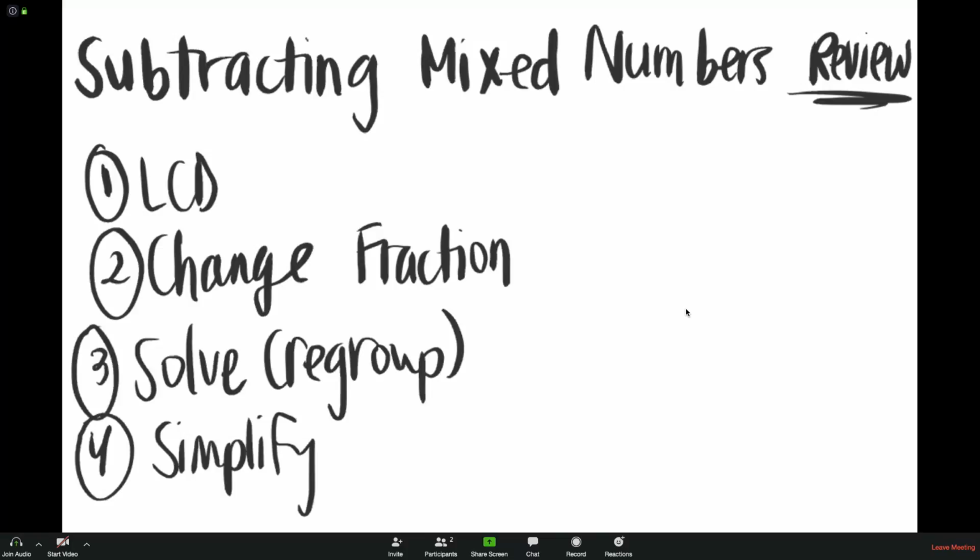So remember that there are 4 steps to solve subtracting mixed numbers. First one is finding the LCD for your fractions to make sure that your denominators are the same. Then changing your fractions so that we have the same denominator. Once you have your 2 new fractions, we can solve and regroup when needed. And then at the end, once you have your answer, make sure it's in simplest form. So let's go over some problems together.